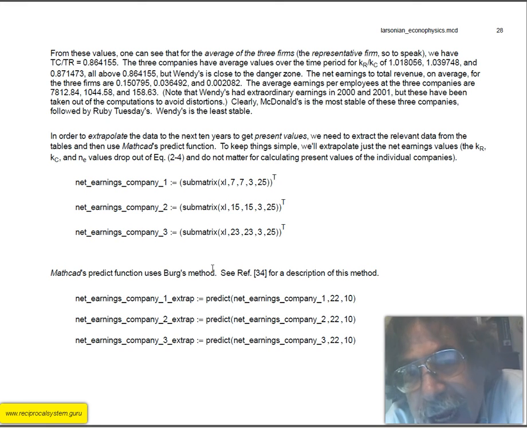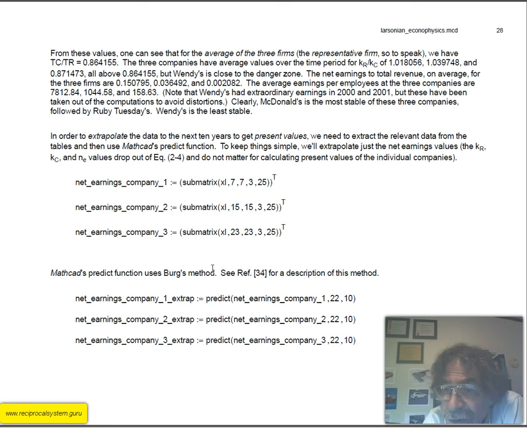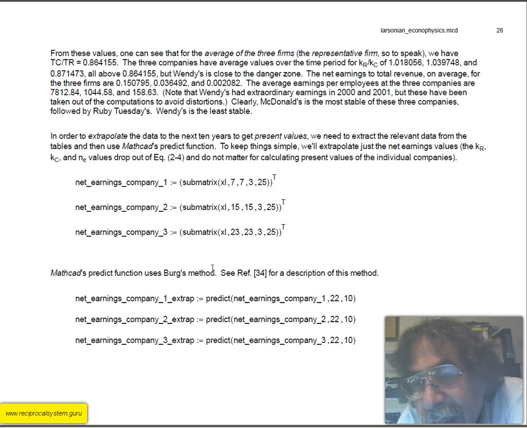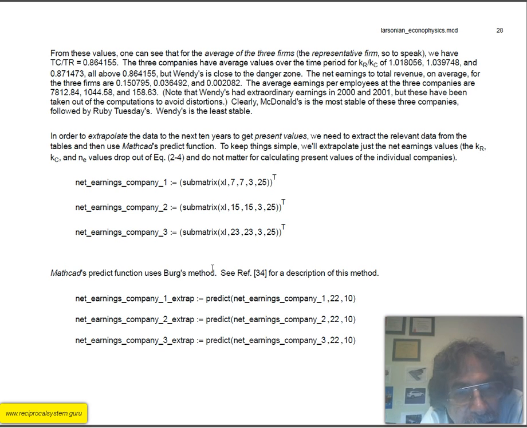So, from these values, one can see that the average of the 3 firms, that is the representative firm, so to speak, we have the ratio of total cost to total revenue equals 0.864156. The 3 companies have average values of the time period for K sub R divided by K sub C of 1.018056, 1.039748, and 0.871473, all above 0.864155. But Wendy's, that's the 3rd number there, is close to the danger zone. For some reason, Wendy's has always been close to the danger zone, but it keeps hanging in.